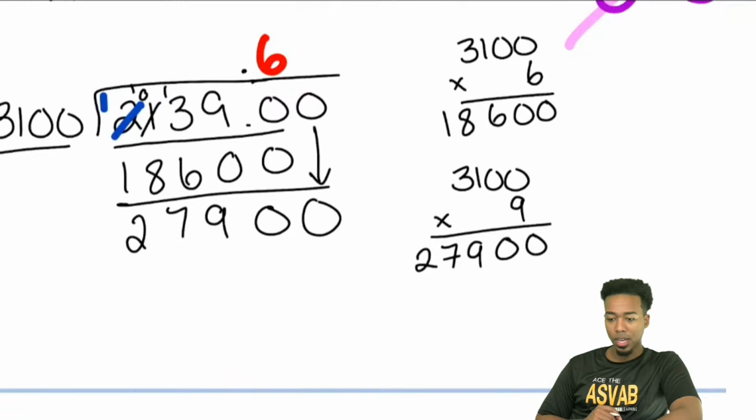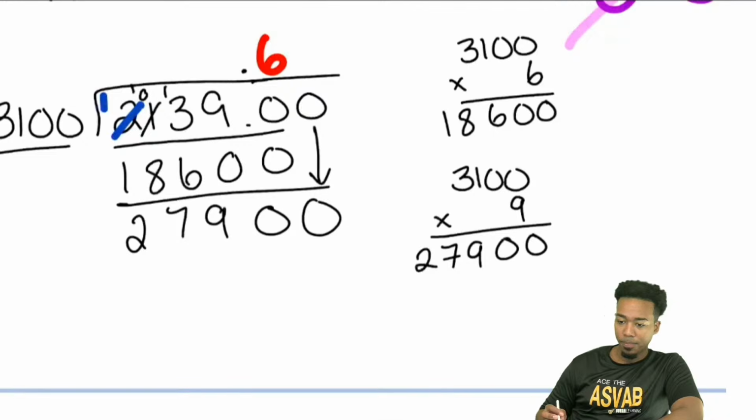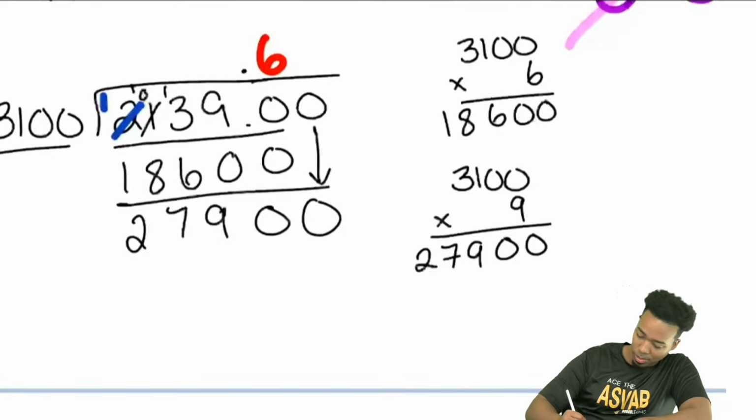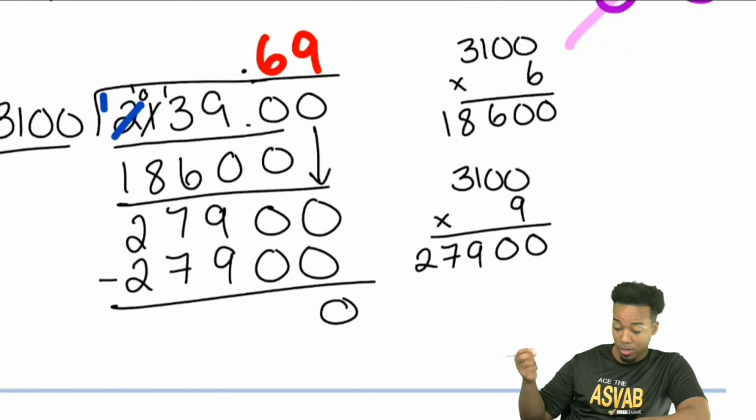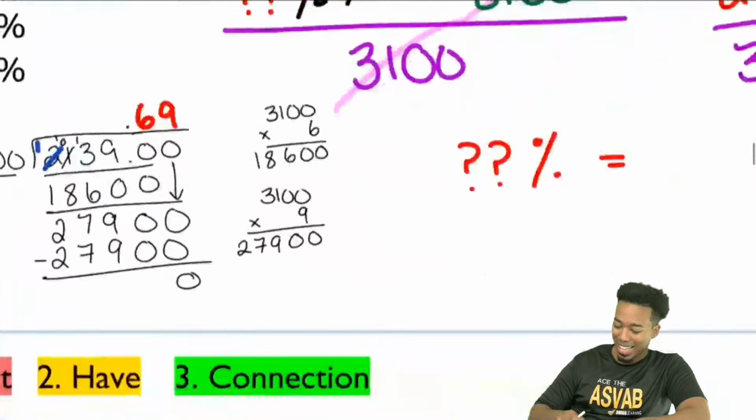Yeah, absolutely correct here. So with that, booyah, that's going to be 9 right there. And so we subtract the 27,900. That's going to be no remainder. So we have 0.69. That is our answer.